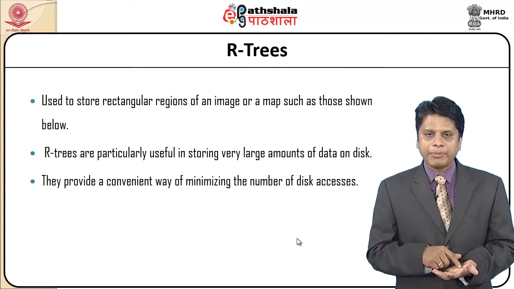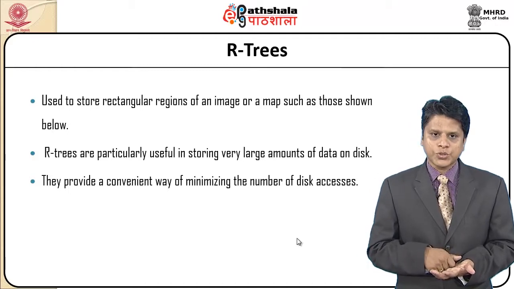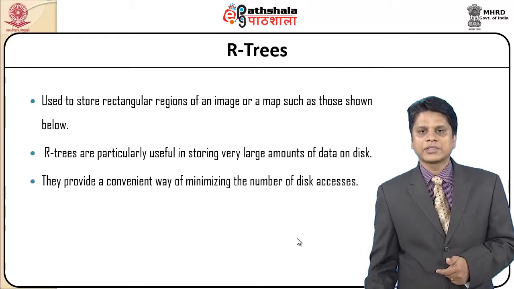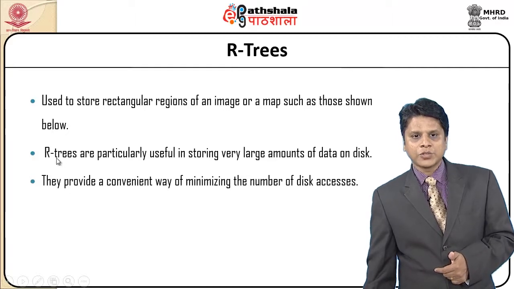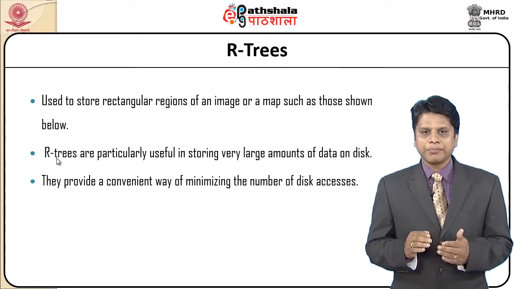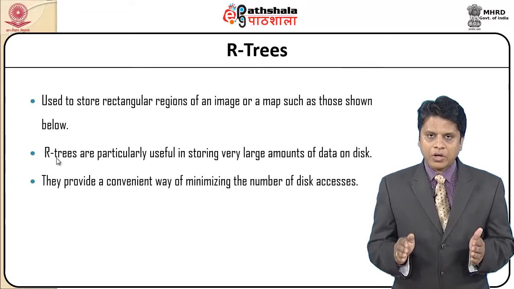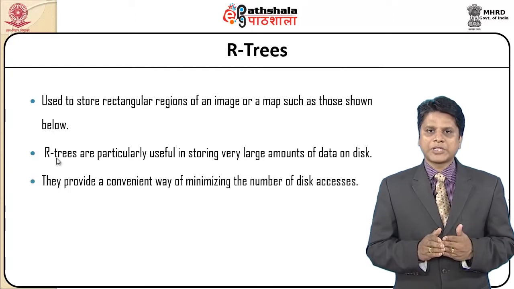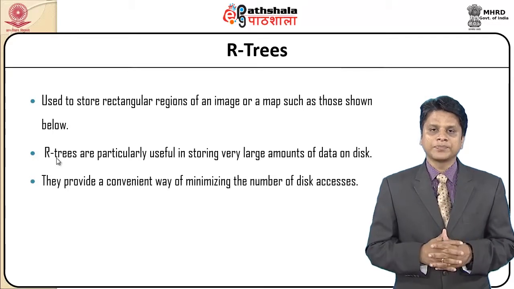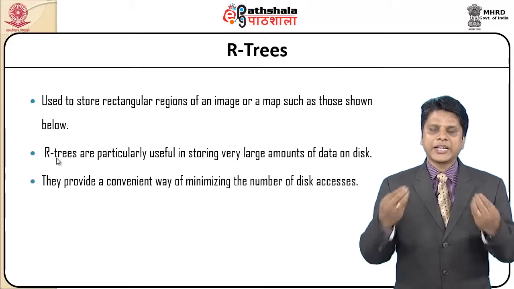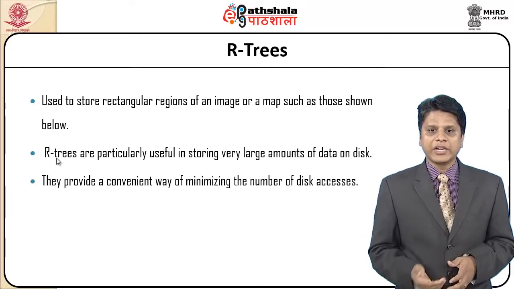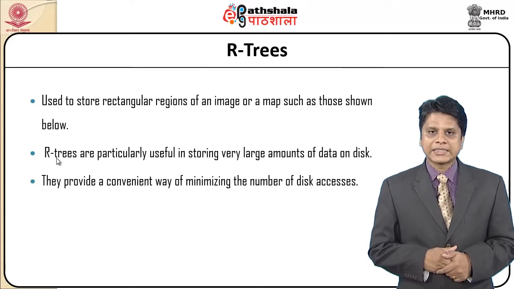So if I make it a rectangle, we store the rectangular regions of an image or a map in such a way that it is shown here. R trees are particularly useful in storing very large amounts of data on disk. When I mark a rectangle of a specific region, it means I am marking an entire location, which takes up a large data space, since it takes all those pixel values. So they provide a very convenient way of minimizing the number of disk accesses.